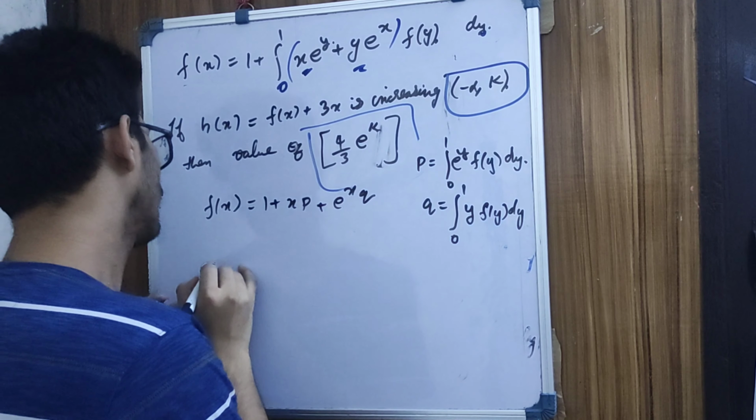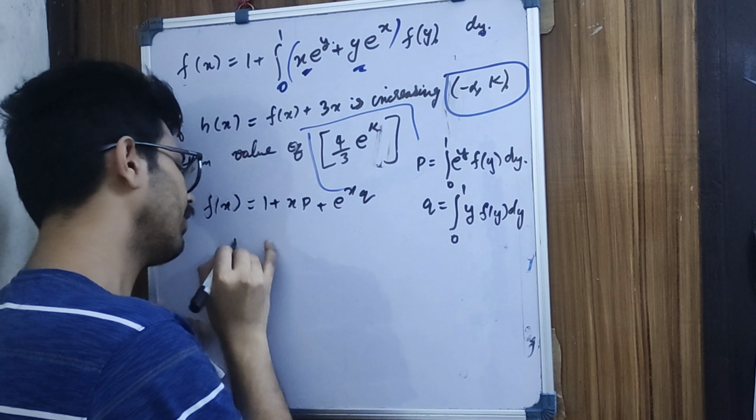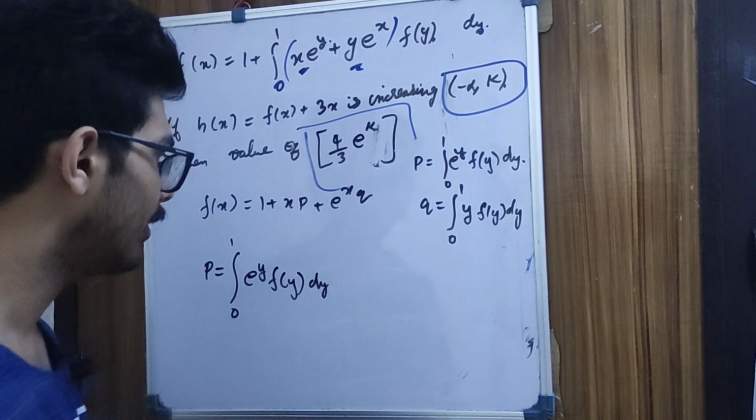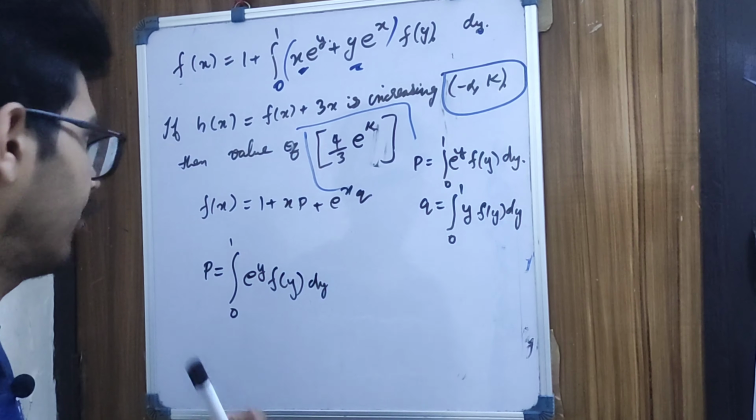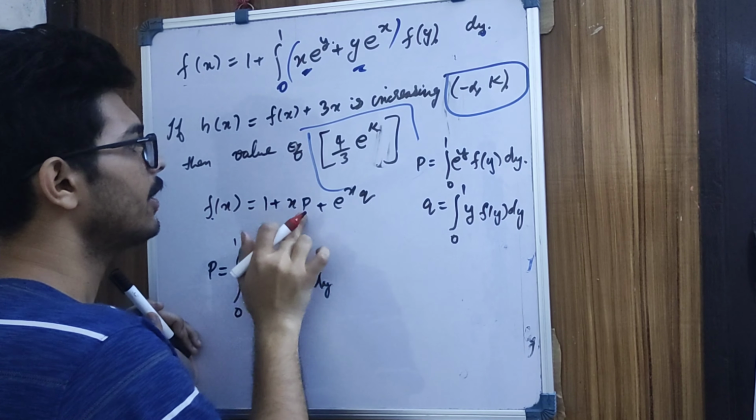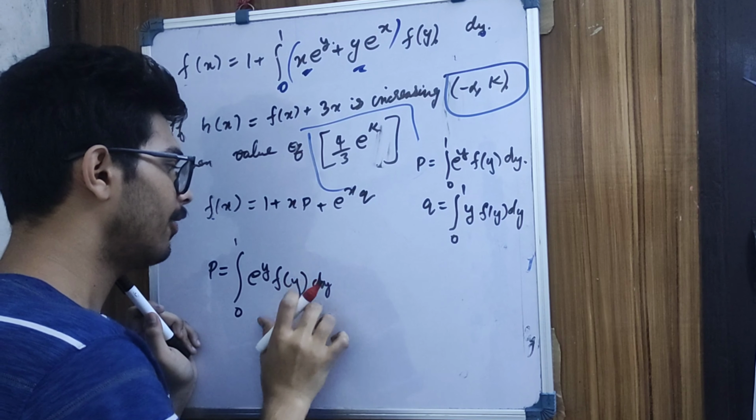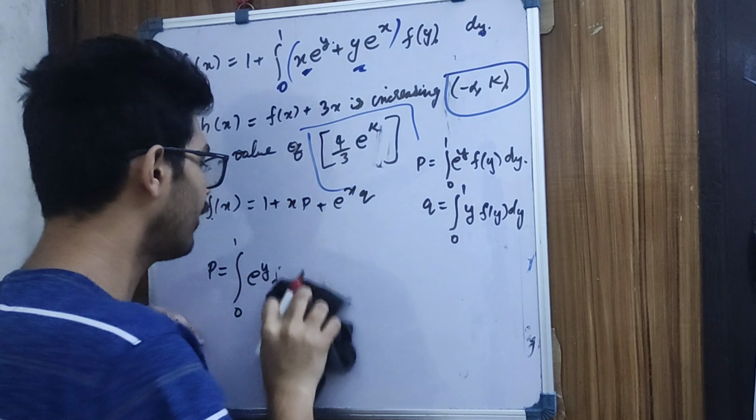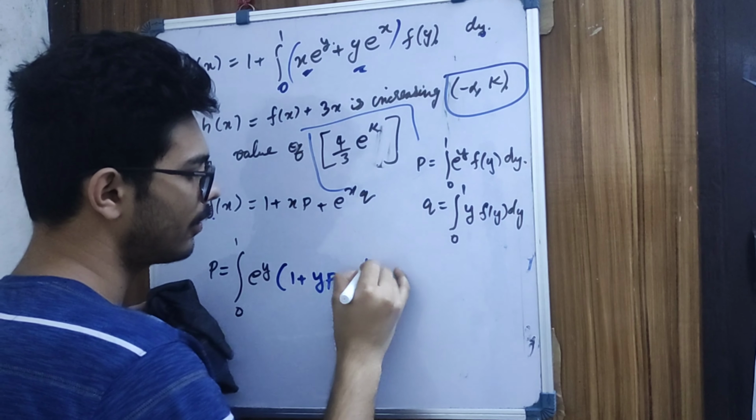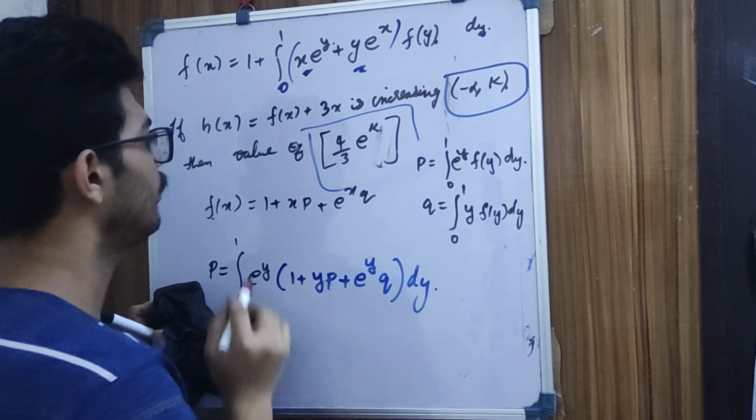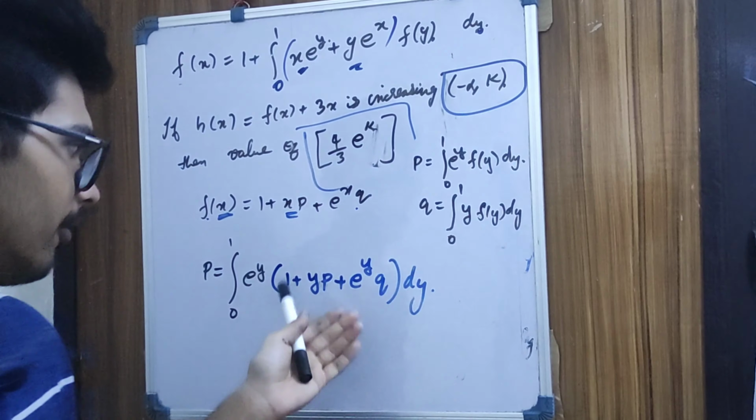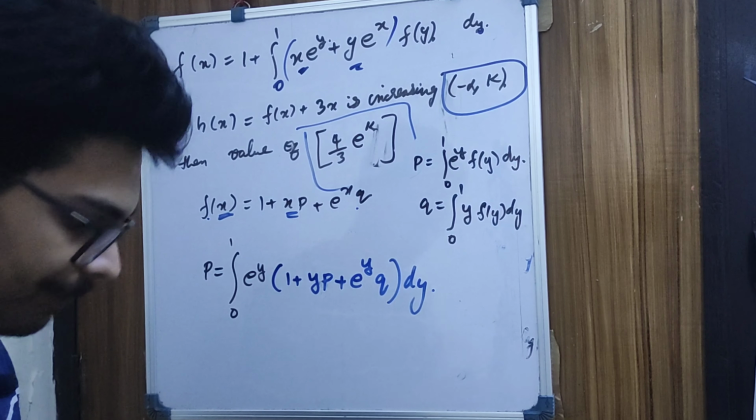So we are solving. We are writing p is equal to integral 0 to 1 of e raised to y f of y dy. So we need to find the value of f of y in order to do this integration. So what is the value of f of y? We have f of x equal to 1 plus xp plus e raised to x q. Then f of y will be equal to 1 plus yp plus e raised to y q, which means I am just replacing x with y in all the terms. So I get an equation for f of y. Now I have to solve this equation. So I am integrating.